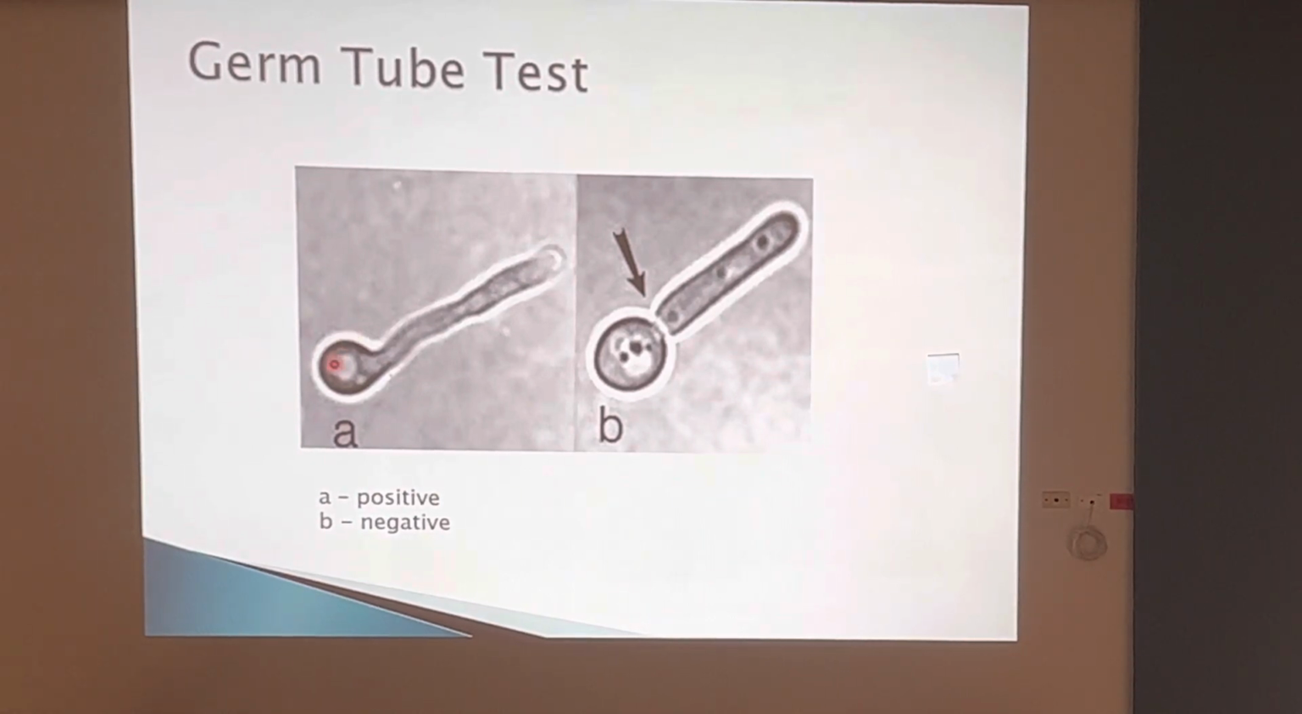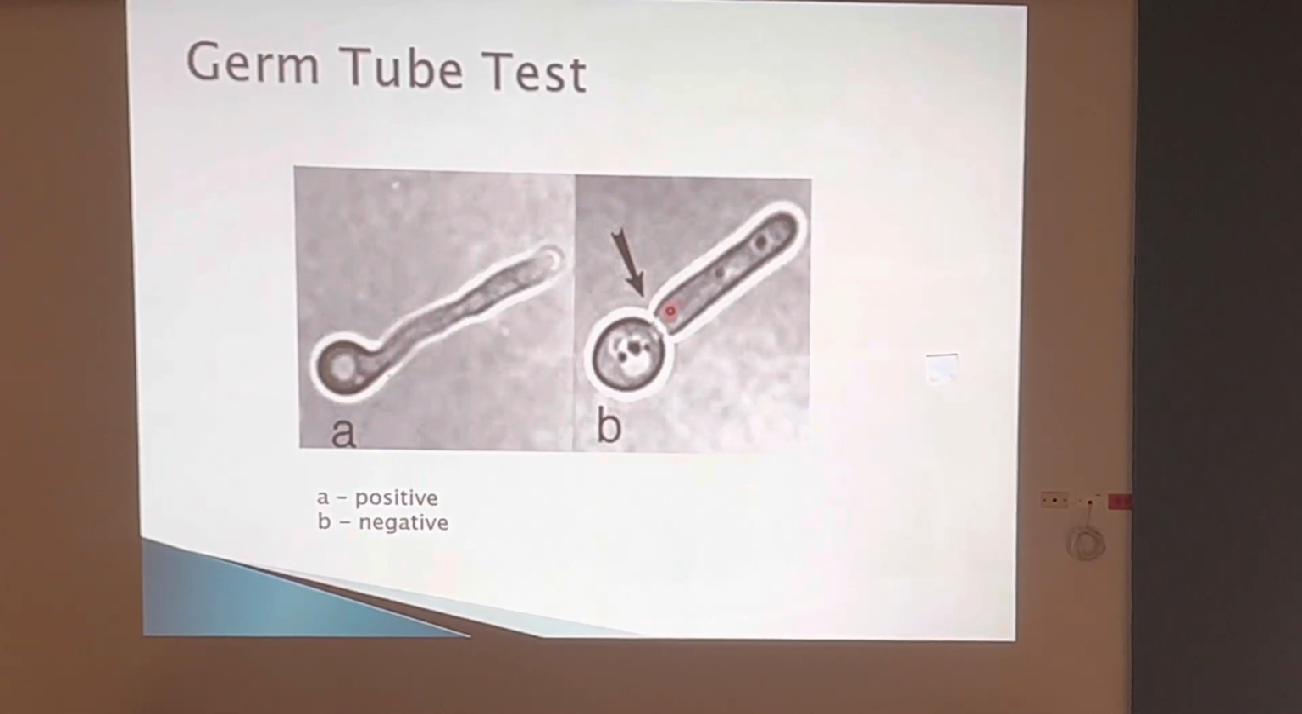So this here is your outgrowth, and there is no constriction. So this is a positive germ tube test. Here, you can see the constriction. That would be a negative test.